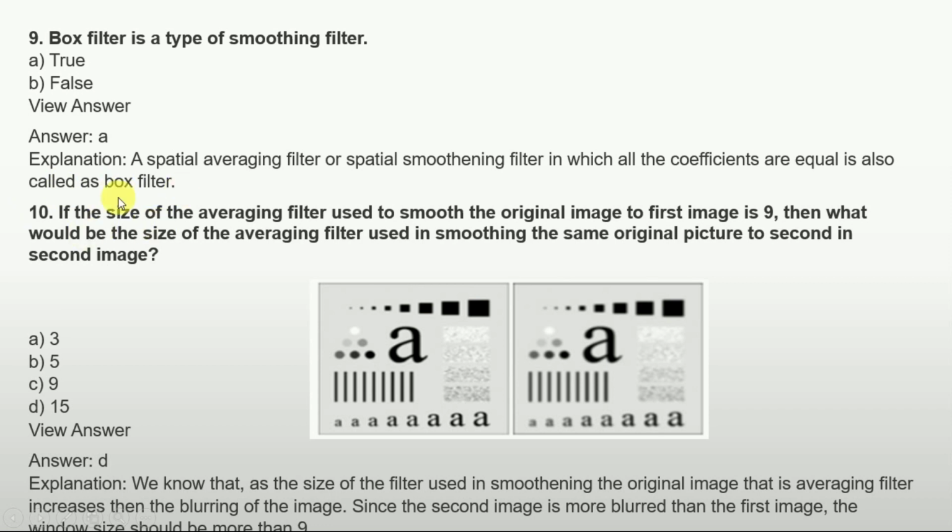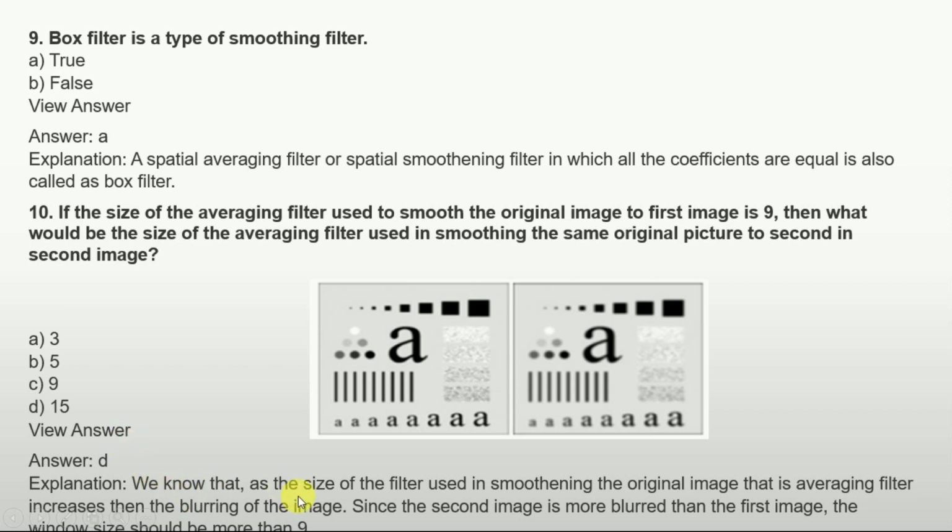And the next question is also important. You can see, if the size of the averaging filter used to smooth the original image to the first image is 9, then what would be the size of the averaging filter used to smooth the same picture to the second image? The options are option A 3, option B 5, option C 9, and option D 15. So the answer is option D, that is 15. If we see the explanation, we get to know.